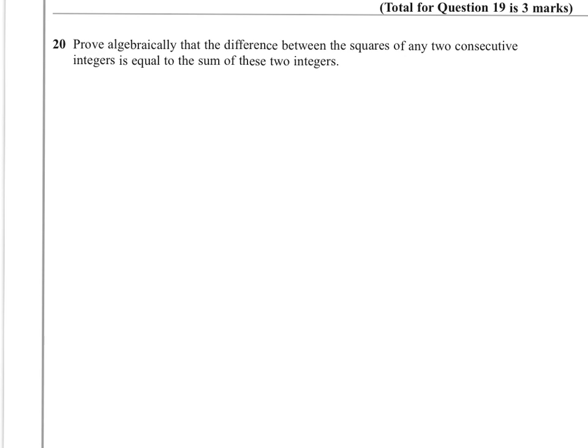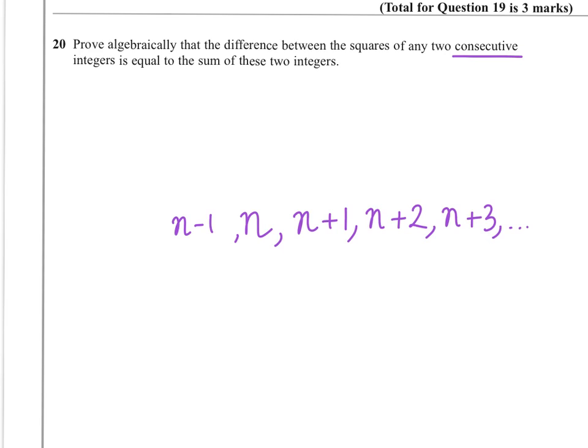Question 20. Prove algebraically that the difference between the squares of any two consecutive integers is equal to the sum of these two integers. So let's look at consecutive integers. So let's say n is a nice integer. The next one you could write as n plus 1. The next one n plus 2, and so on. You could also go backwards here and have n minus 1, n minus 2, and so on this way.